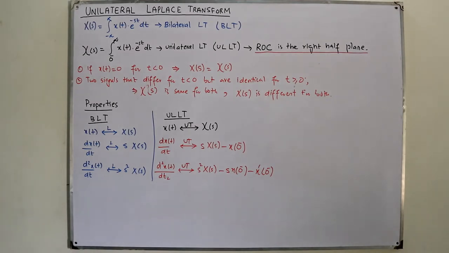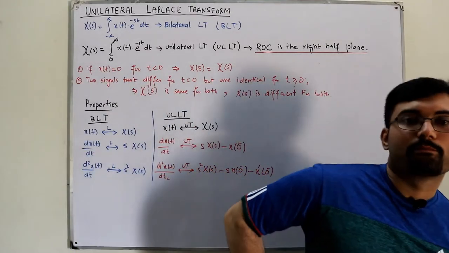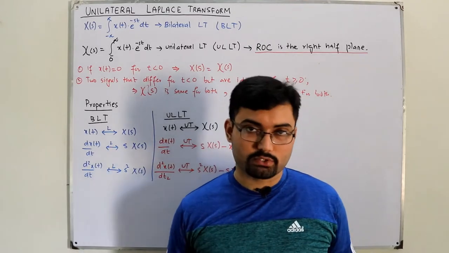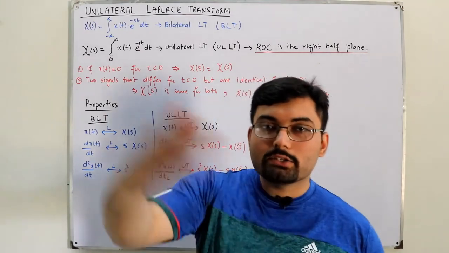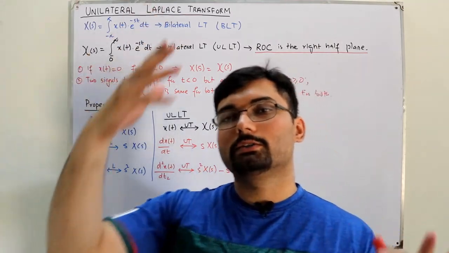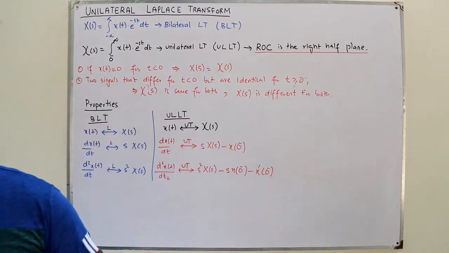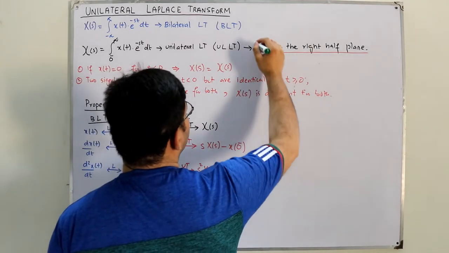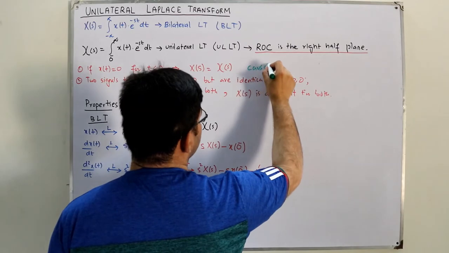Now, what is the significance of this unilateral Laplace transform? An important significance is that it is used for causal systems. Why? Because they are also right-sided signals. So you also have the right-sided unilateral Laplace transform. So you can write that the main application could be causal systems, right?